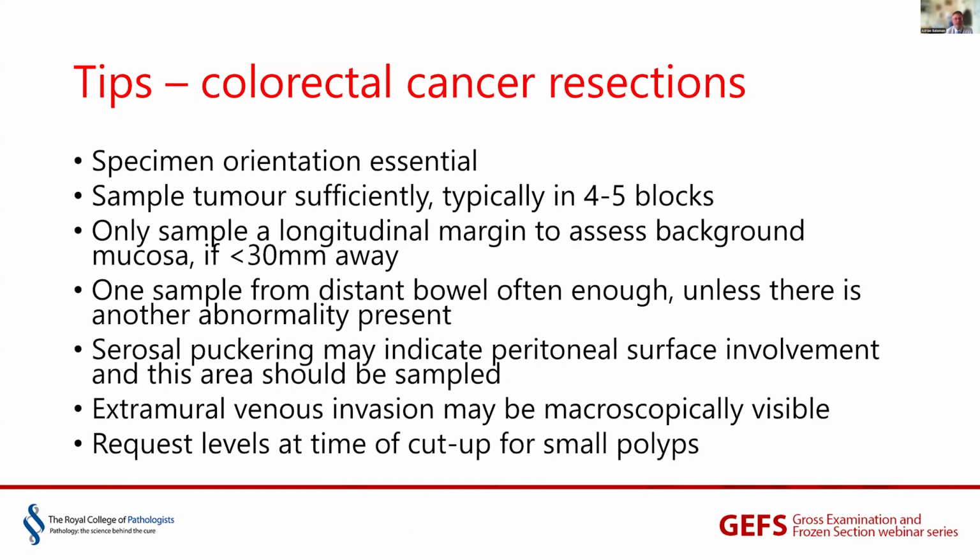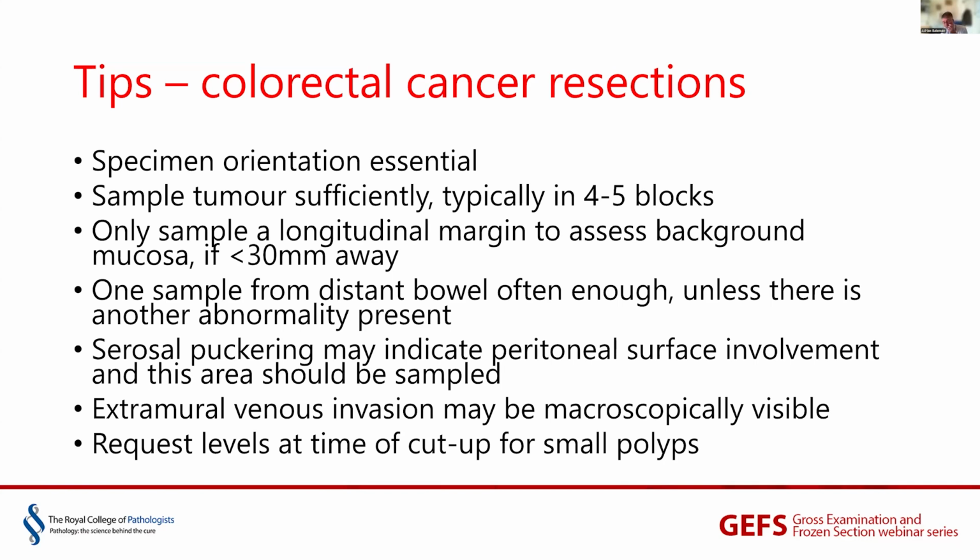So just a few tips at this stage. Specimen orientation, as I've said, is really important. Make sure you sample the tumour sufficiently with that typical number of blocks I've given there. Only sample the margin to assess the background mucosa and the proximity of the tumour to a margin if you're within 3 centimetres of the margin. And as I've said, even if the tumour is further away than that, you can consider taking samples just to check the background mucosa. Look out for serosal puckering. Look out for macroscopic features suggestive of extramural venous invasion.